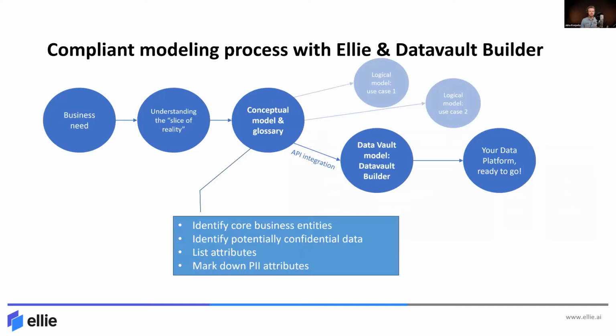So what happens there, compared to the process diagram that I showed you before, is that within that conceptual modeling and glossary definition stage, we identify the core business entities, and we identify which of them might be confidential, or even if it's not confidential, it's just related to persons and thus identifiable information, personal data. We can list the attributes on a conceptual level, saying that, well, a person's name is always personal data, regardless of in which systems it exists.